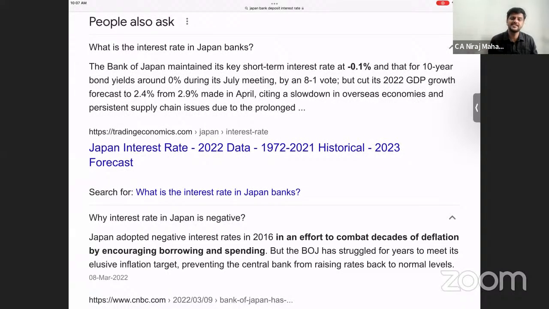Negative 0.1%. They are charging to keep the money. It should not be there, but it is there in our country. Other developed countries already have lots of money as per their economy. They are charging to keep money in a savings bank account.